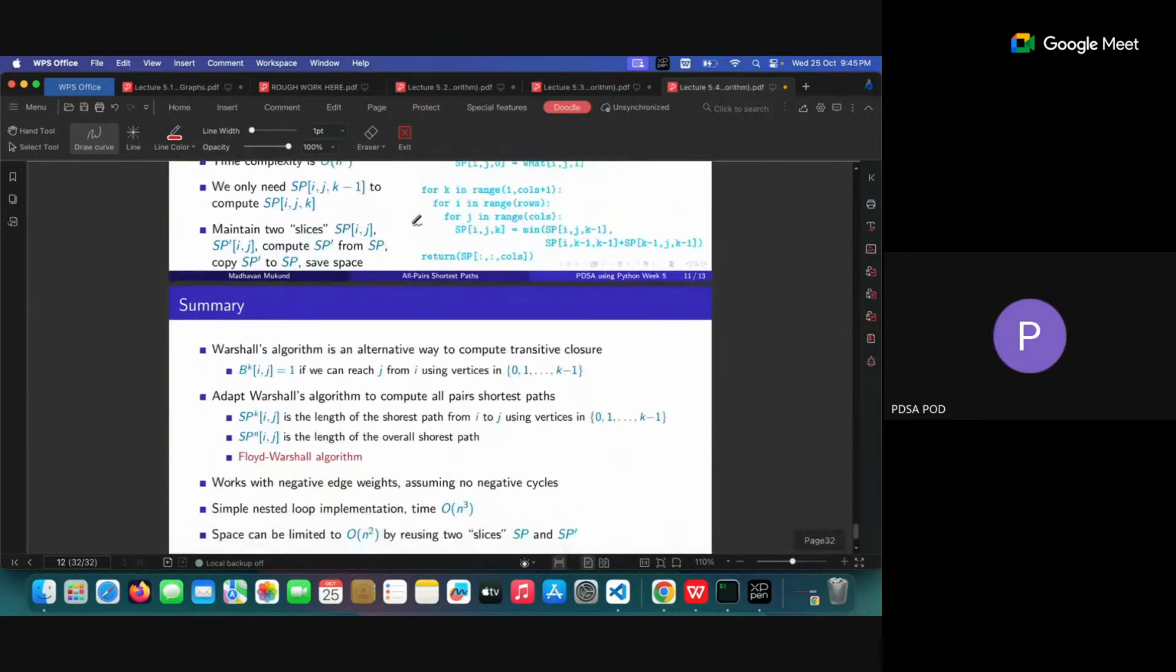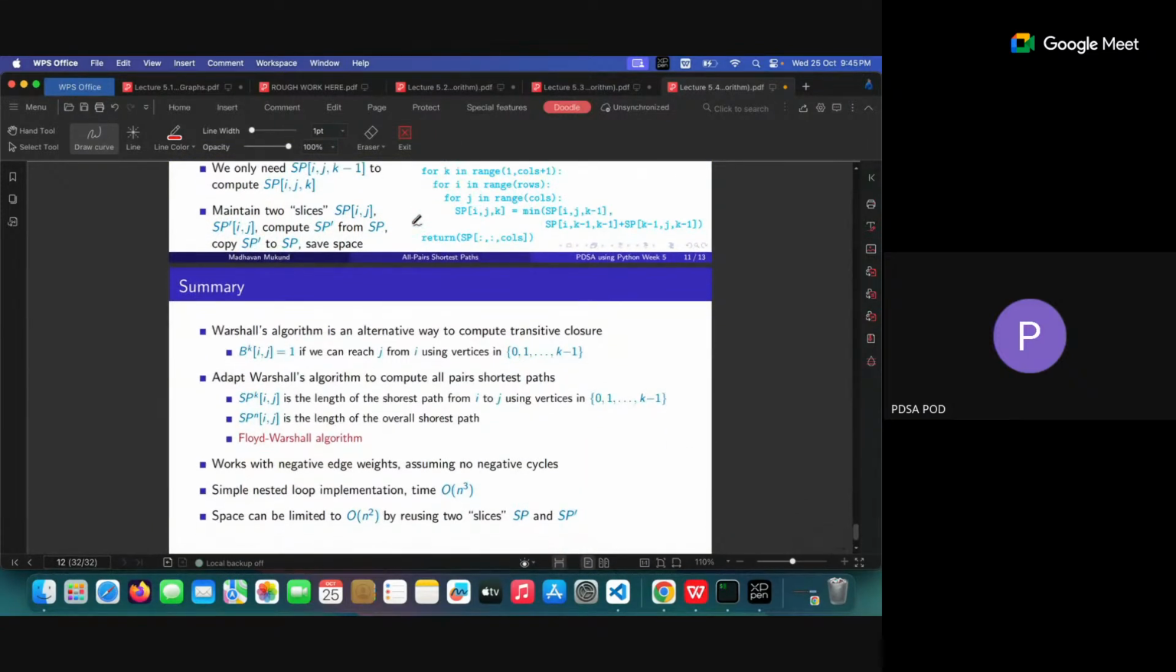Yeah, this is pretty much it. So it is a single nested loop. The space can be reduced, but overall complexity is n cube. There is no way of reducing that, but space can be limited because the slices are changing. The SP slice is overwriting the previous SP dash, so the slices keep updating, so the space can be reduced to n square, but the running time complexity is n cube only.